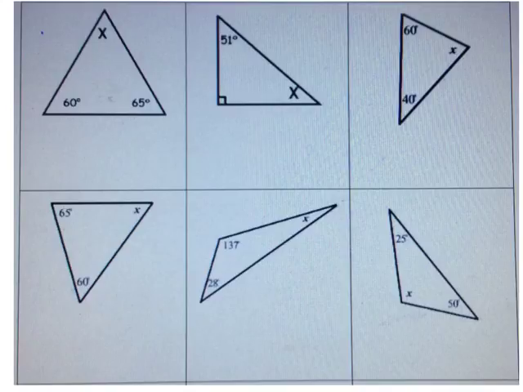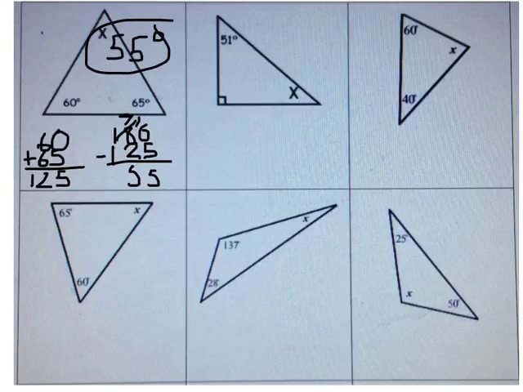Now let's try a few examples. Solve for x. Starting in the top left corner, what's the value of x when the two angles we know are 60 and 65 degrees? The value of x is 55 degrees. 60 plus 65 is 125. So my missing angle is equal to 180 minus 125. When I subtract, I get 55.